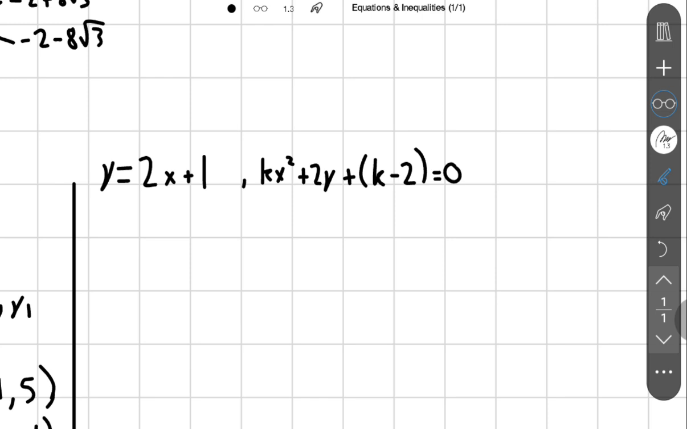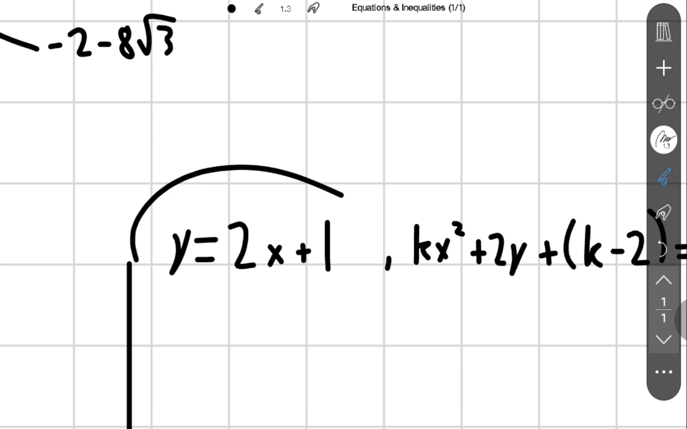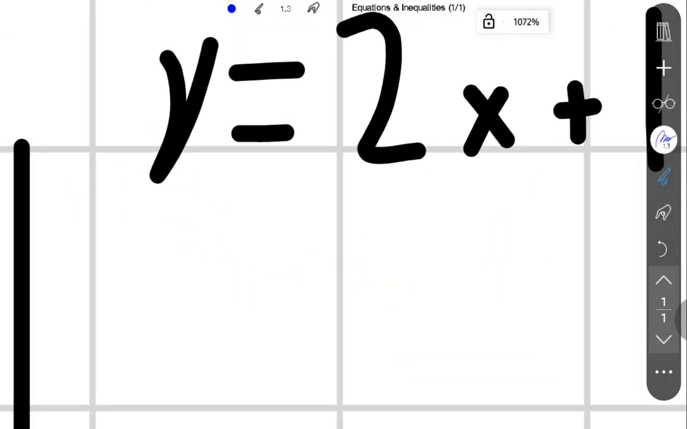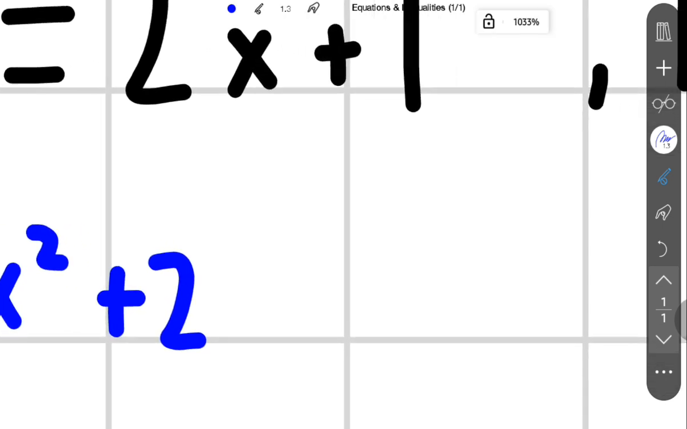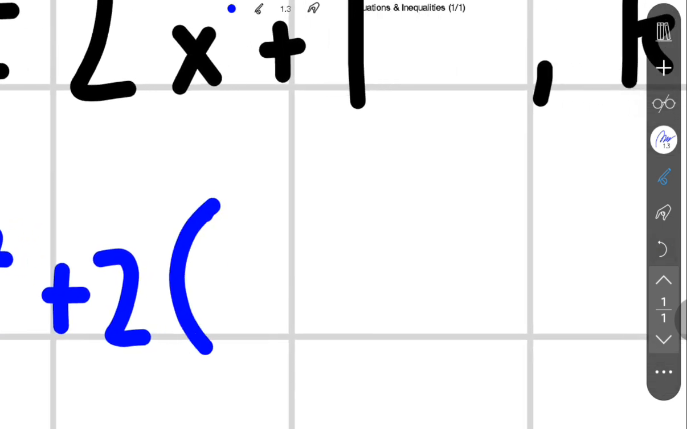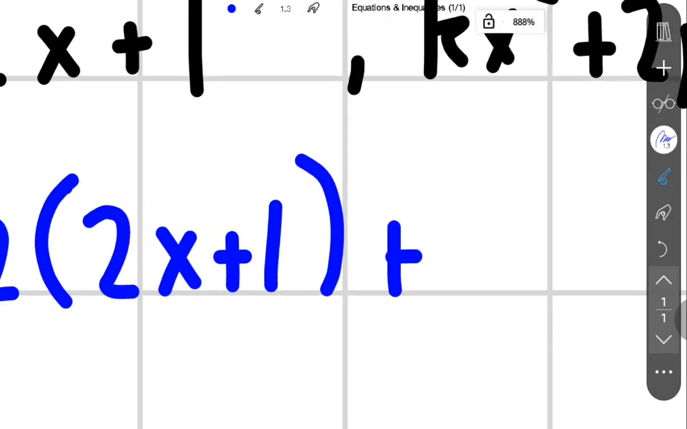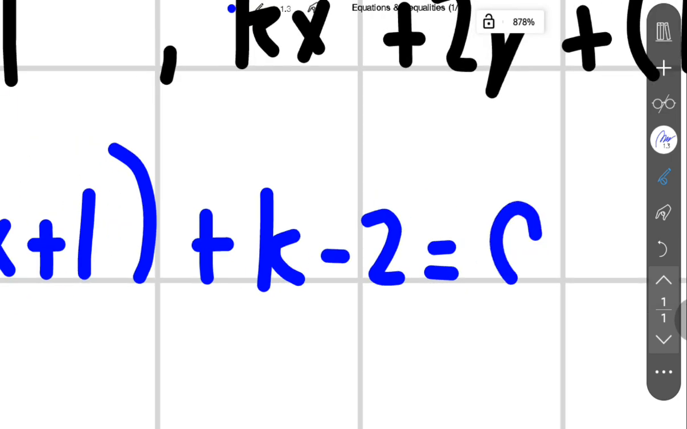So let's equate them together. We have already y as a subject for this expression, so we could just substitute it here. Let me just change the color of the pen. We have kx squared plus 2x plus 1 plus k minus 2 equals 0.